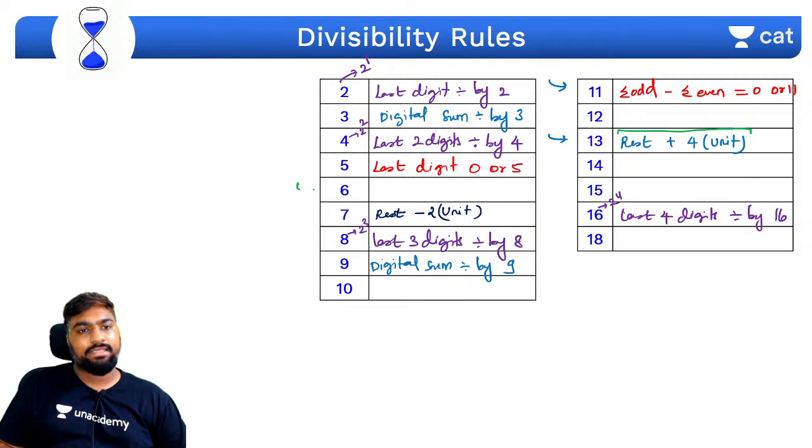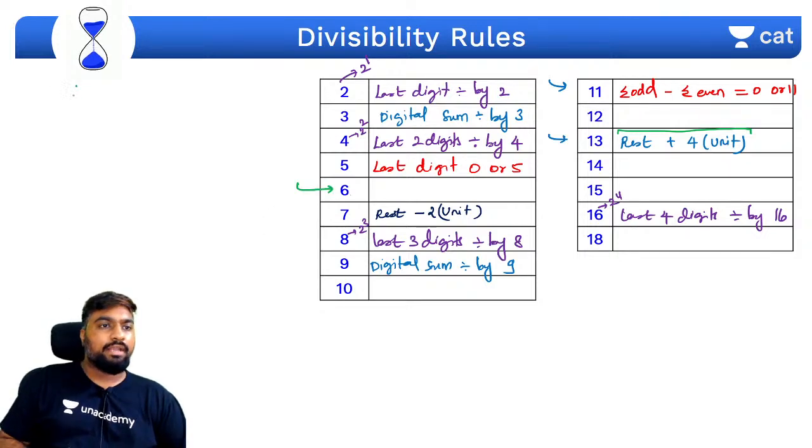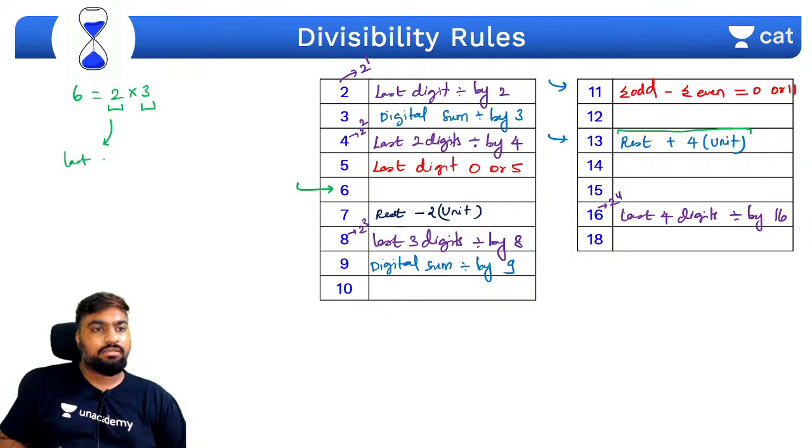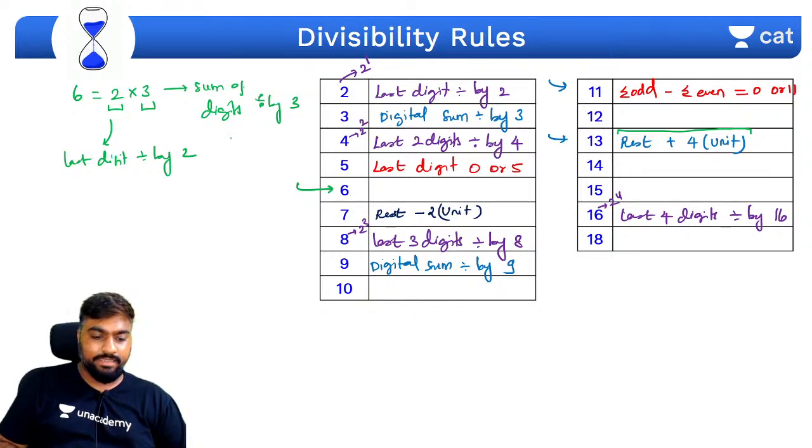So if I take 6, I know 6 can be written as 2 into 3. Yes, so if a number is divisible by 2 and by 3, what does it mean? If the last digit is even and if the sum of digits is divisible by 3, then what do I know? The number will be divisible by 6.